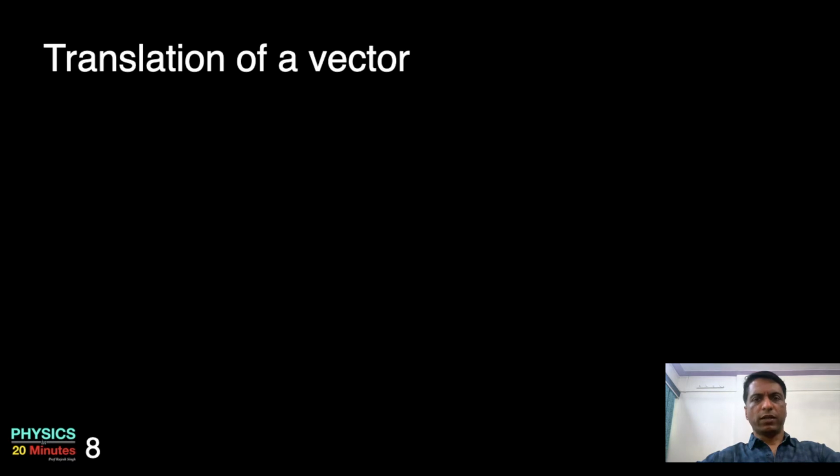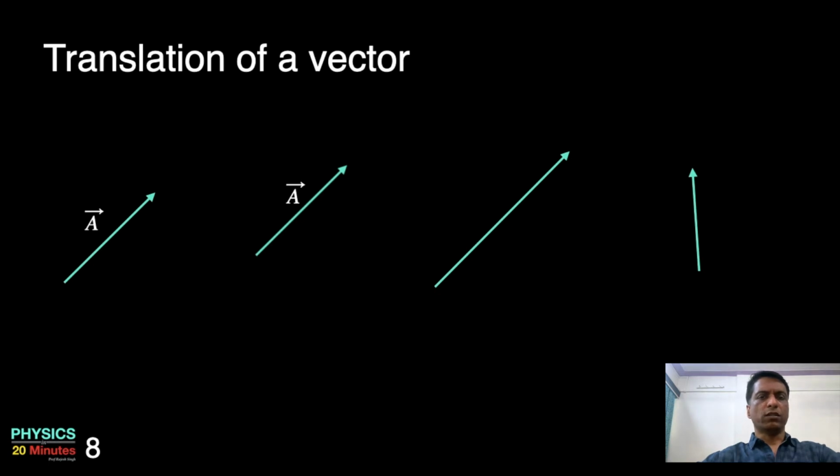But before we go ahead, we will have to understand translation of a vector. What is translation of a vector? If you have to move a vector from one point to another point in space, then it is called translation of a vector. In these translations, the magnitude and the direction of the original vectors are not changed. So, while translating a vector, move it parallel to itself without any change in its magnitude or direction.